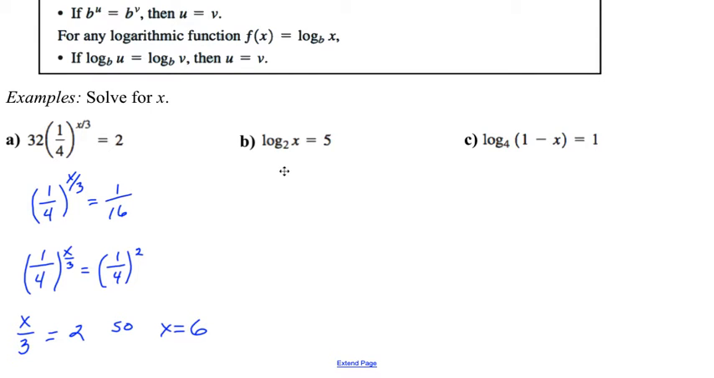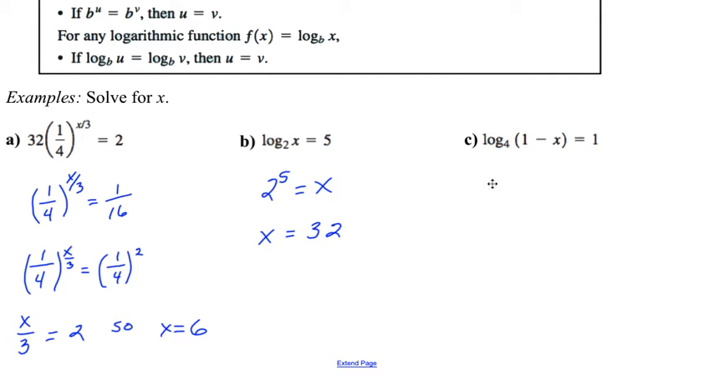In the second example here, this one is a little bit easier. We can just change from logarithmic to exponential form, and that says take our base 2 and raise it to the 5th power, and that would equal x. And 2 to the 5th power is 32.